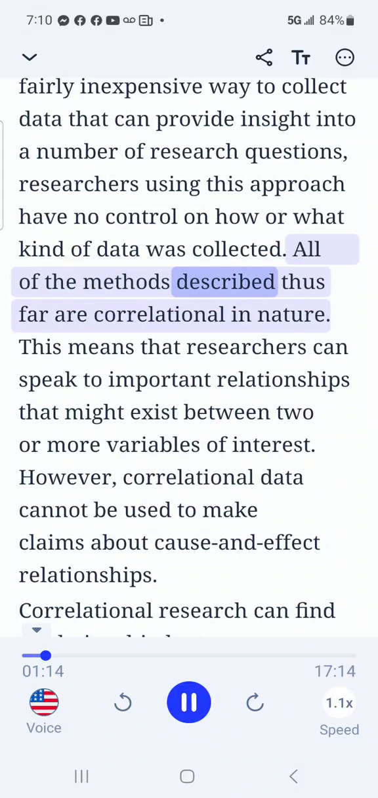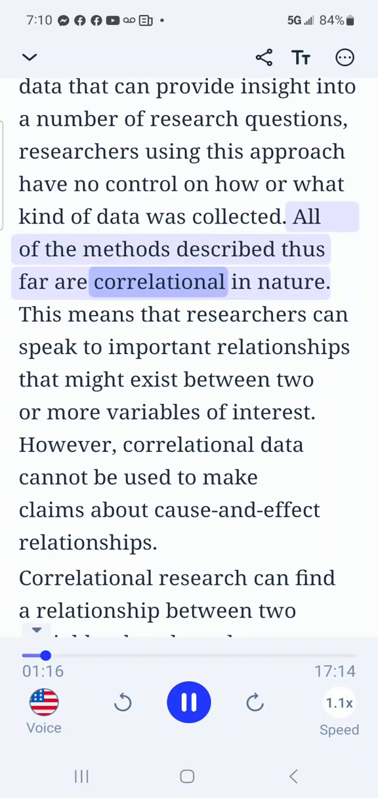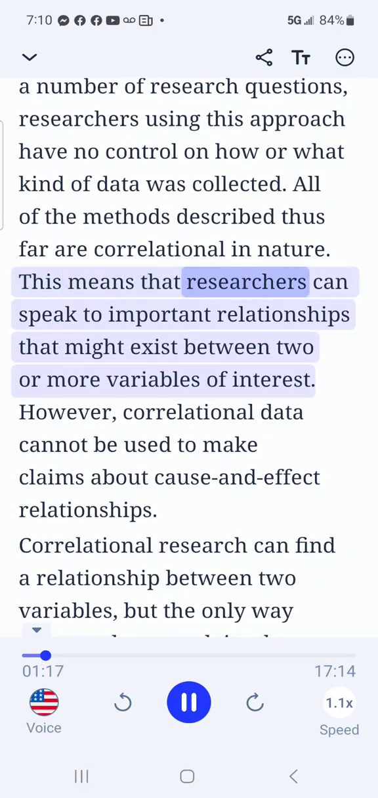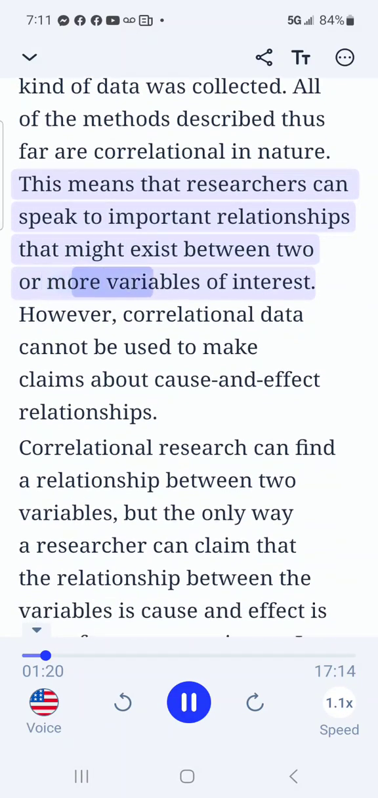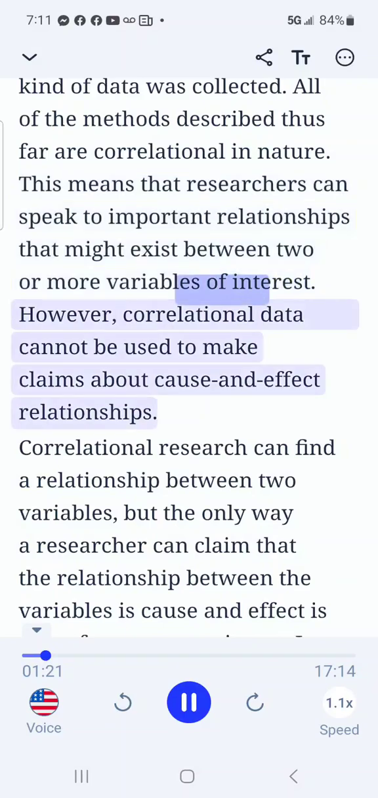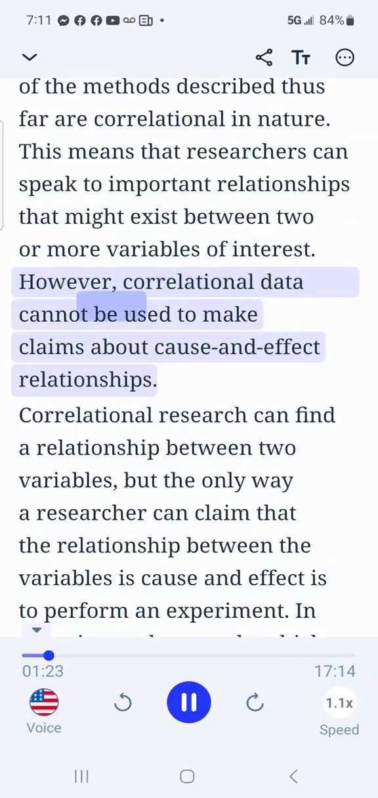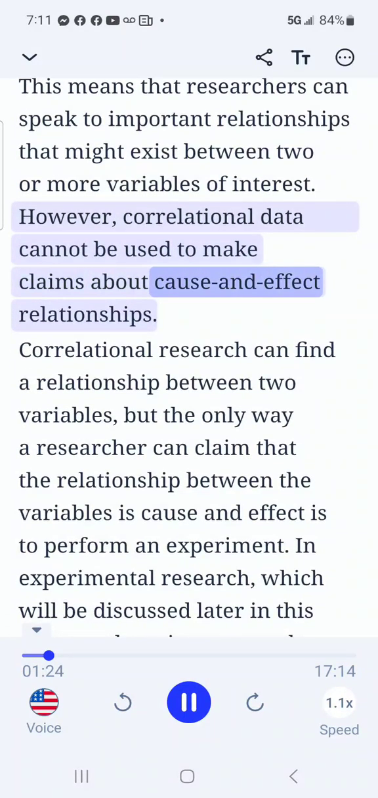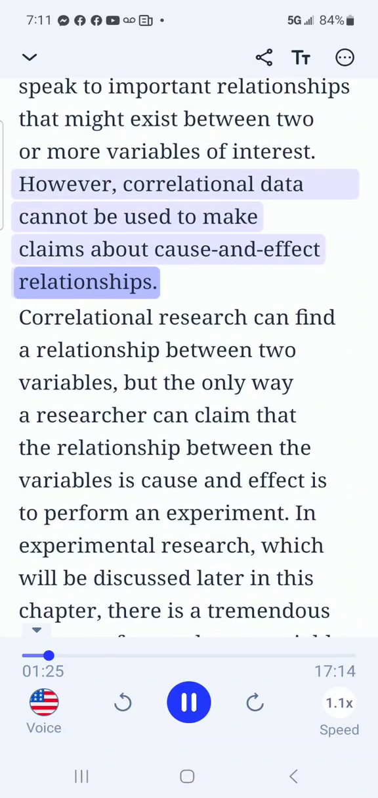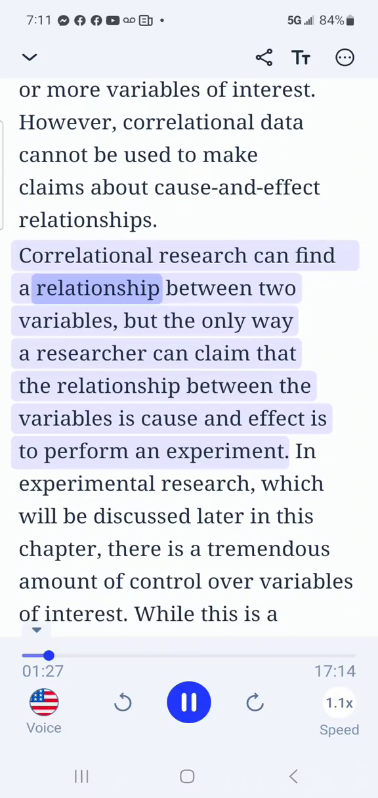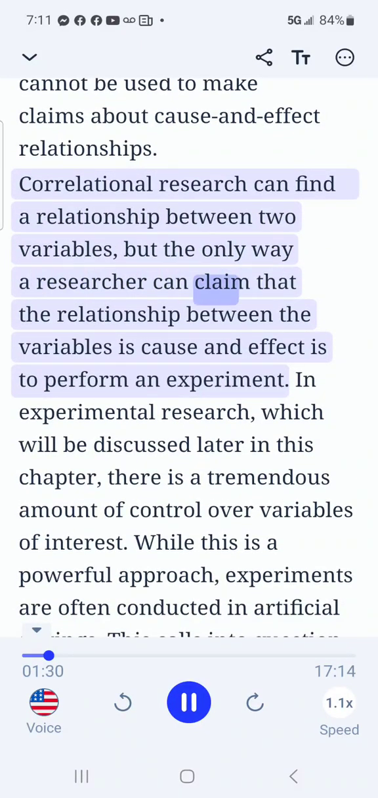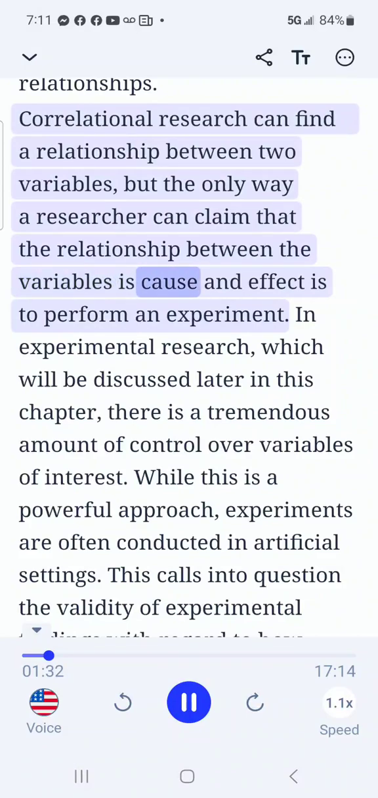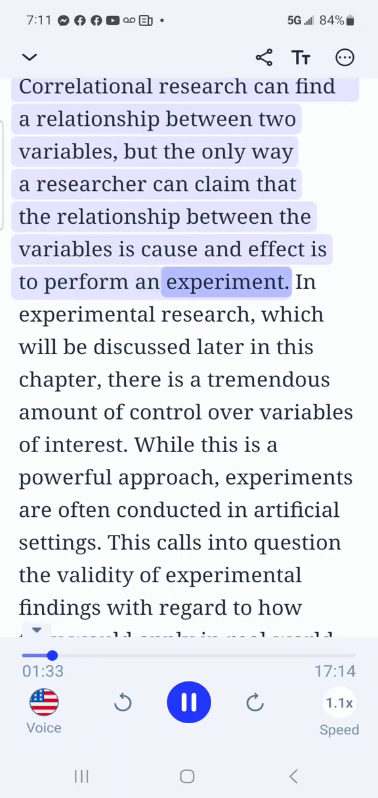All of the methods described thus far are correlational in nature. This means that researchers can speak to important relationships that might exist between two or more variables of interest. However, correlational data cannot be used to make claims about cause and effect relationships. Correlational research can find a relationship between two variables, but the only way a researcher can claim that the relationship between the variables is cause and effect is to perform an experiment.